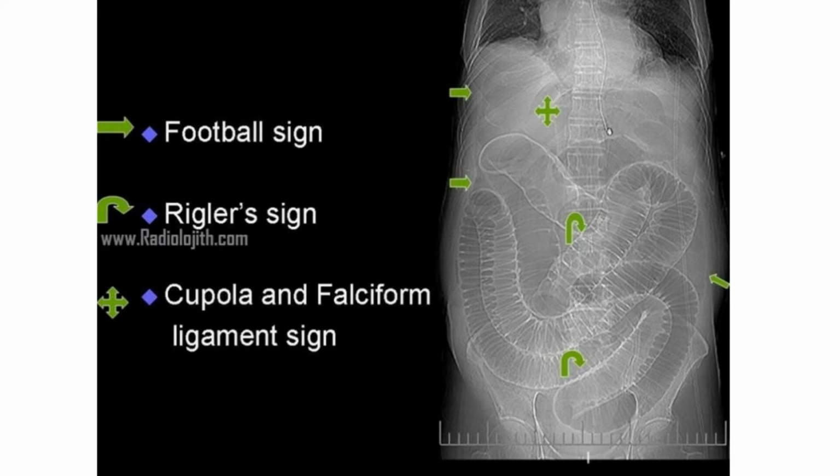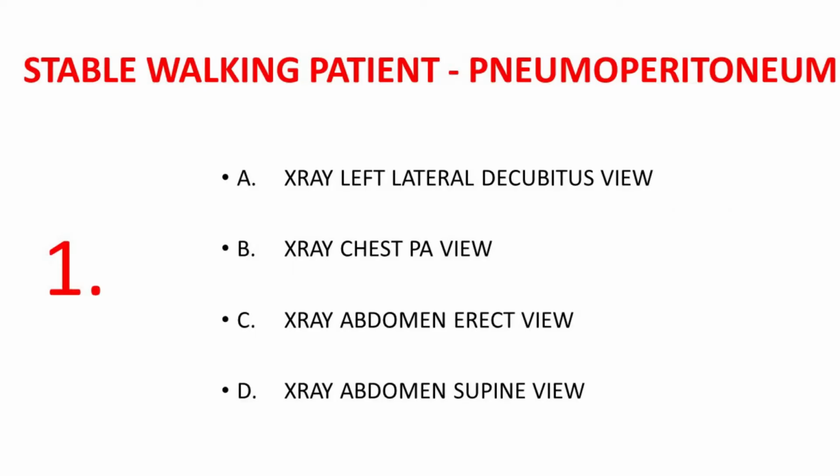After this, I will discuss pneumoperitoneum through X-rays in MCQ pattern, right? Then I will talk about a few facts about the role of ultrasound to diagnose pneumoperitoneum. Now we will go to the questions. So the first question: a stable walking patient comes with the requisition of X-ray to rule out pneumoperitoneum. Please choose one of the choices.